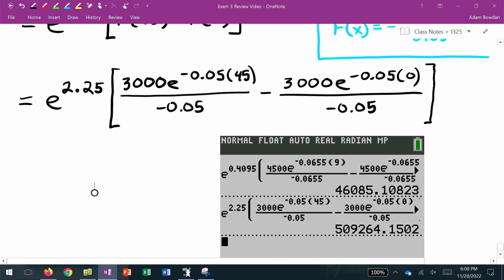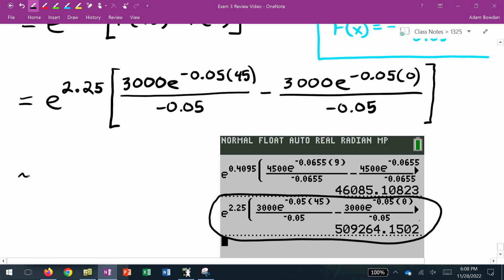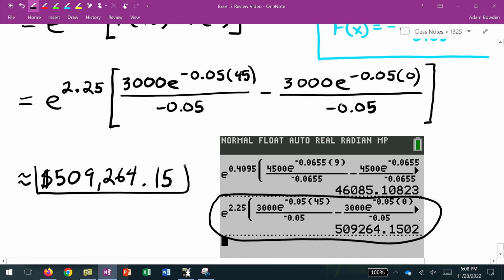Okay, here shows the calculator after doing this. Ignore the last one in there from the other example. It comes out to be here, rounded off to $509,264.15.